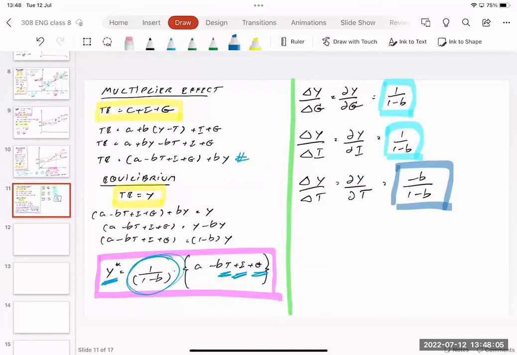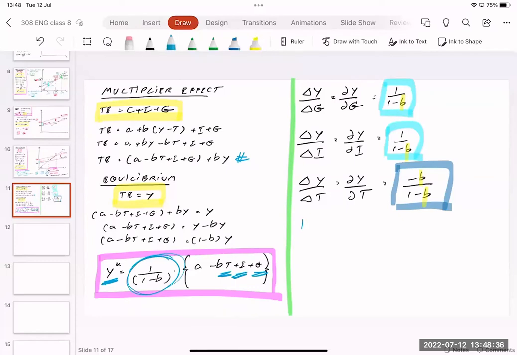Are you okay, everyone? This is just simple mathematics from calculus. If you are not okay with this, you have a big problem. So you can see that all of the multiplier effect formulas are about B. They all have B in the equation: 1 over 1 minus B, 1 over 1 minus B, minus B over 1 minus B.